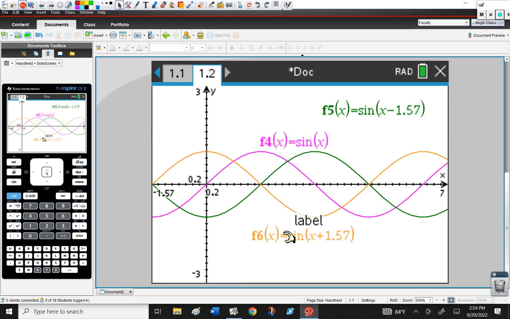And there's the orange graph right there. Looks kind of cool when you have all the waves together like that. But the pink graph is the original graph. It's not shifted over at all. The green graph is shifted to the right 1.57 units. And the orange graph is shifted to the left 1.57 units.